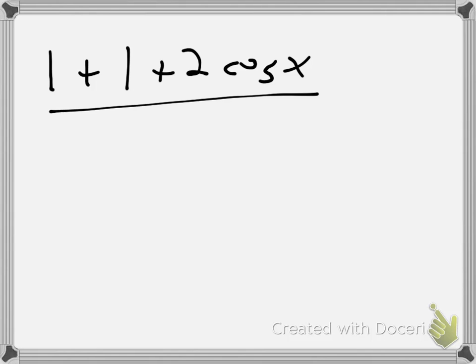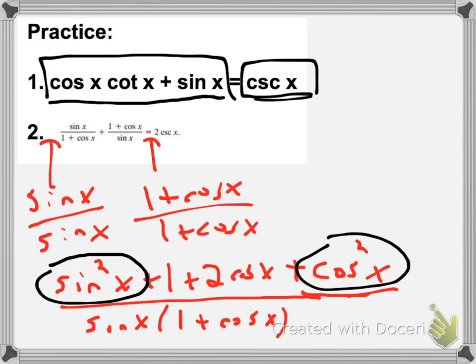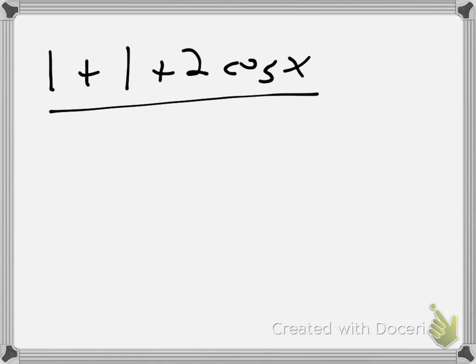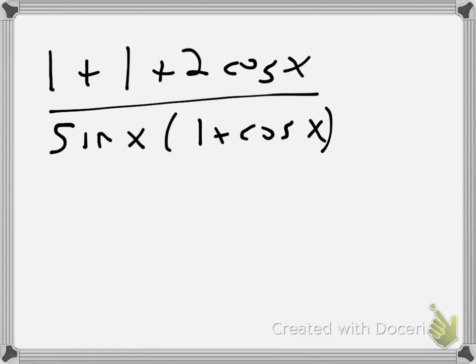So if I jump ahead to a slide here, I'm going to have 1 plus 2 cosine of x. And my denominator, remember, was sine of x times 1 plus cosine of x. So sine of x times 1 plus cosine of x. And there's just a little more simplifying I can do. 1 plus 1, of course, is 2.